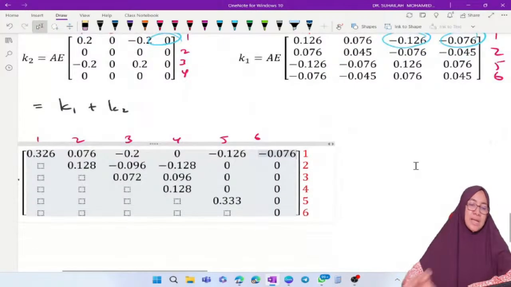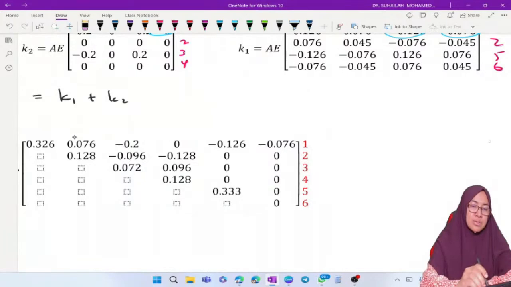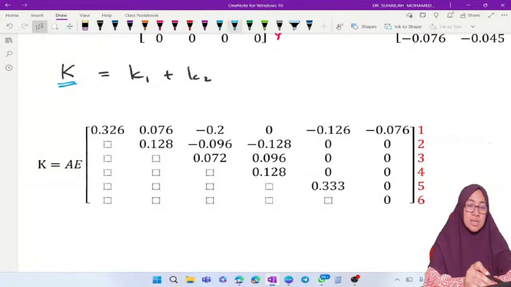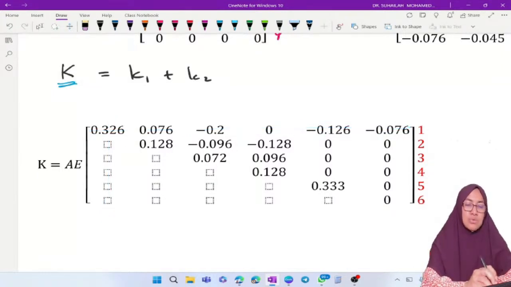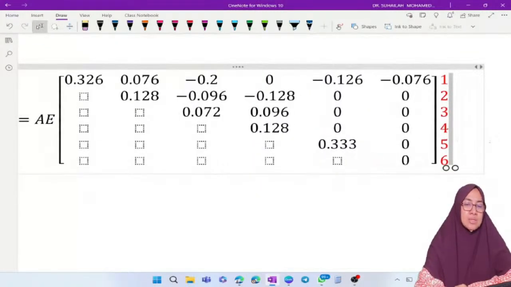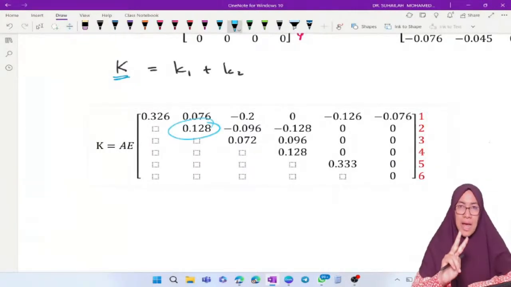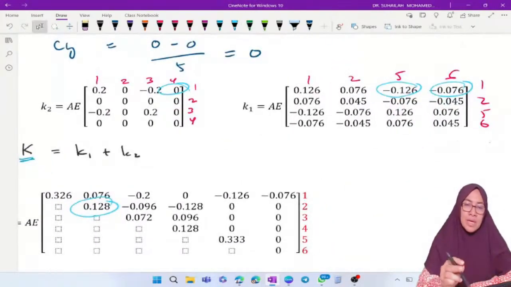And actually, we don't have to write in full, because it is a symmetric matrix. This value is equal to this value, so we don't need to rewrite in full. Just write like this. Okay, so move to the next value at position 2, 2. Look at K1 and K2 again.